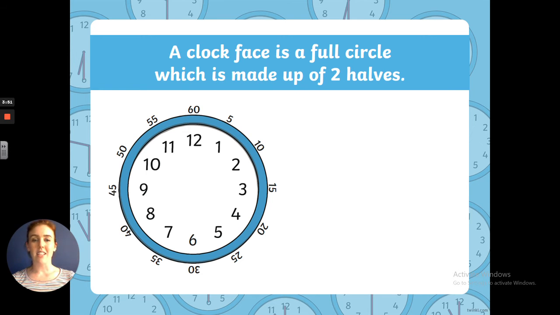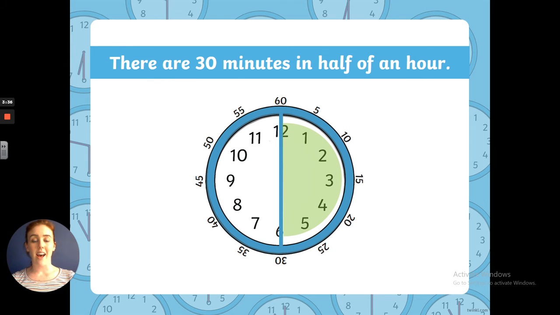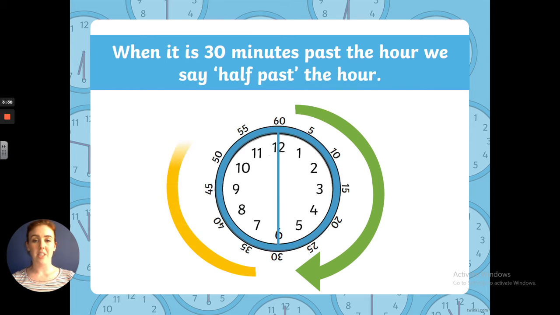So a clock face is a full circle, which is made up of two halves. Now there are 30 minutes in half an hour. We've just talked about that. In a full hour, there are 60 minutes. So when we are halfway around the clock, we are 30 minutes past the hour. But instead of saying 30 minutes past, we say half past the hour.